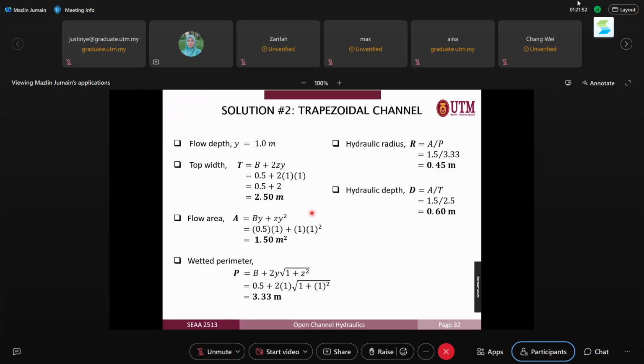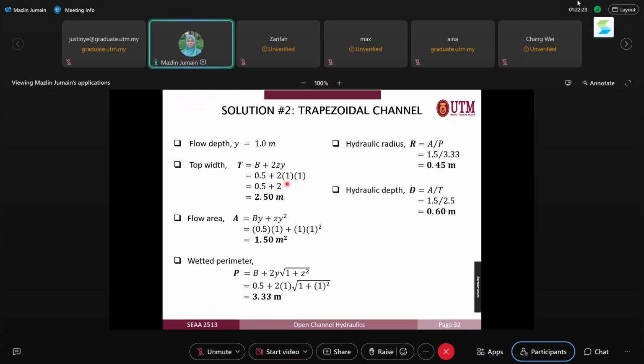So this is the solution. For the flow depth equal to 1 meter, to calculate the top width, this is the equation: T equal to B plus 2ZY. Then you just replace B equal to 0.5, Z equal to 1, and Y equal to 1. Then you will get the top width equal to 2.50 meter.